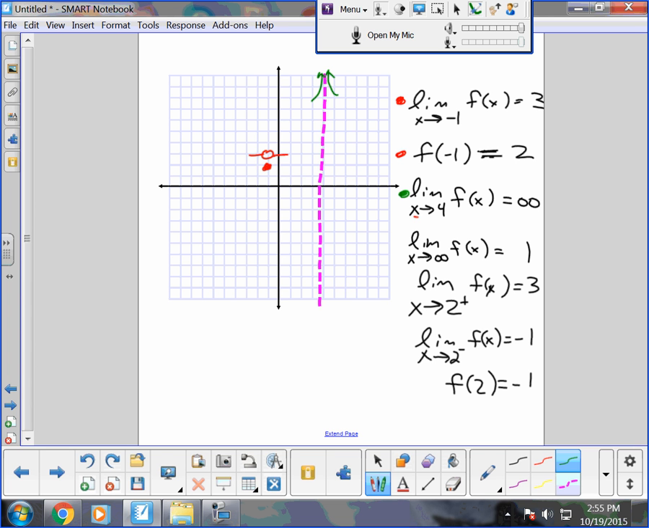Then I said as x approaches infinity, it goes to 1. So again, I haven't used blue yet, have I? I'll kind of draw an asymptote. I was looking for the curve to look something like this.